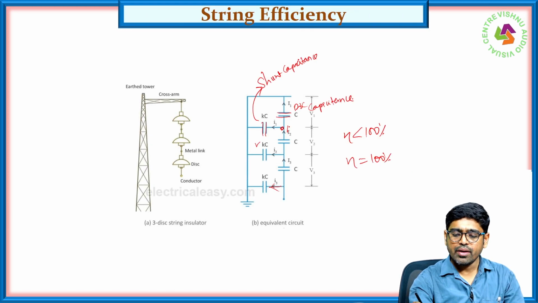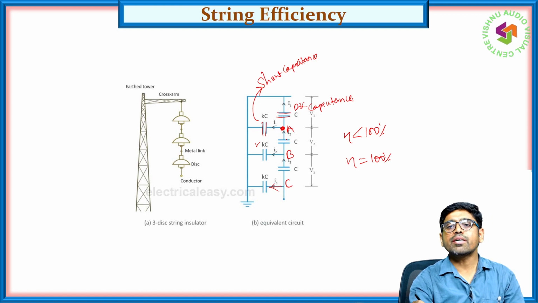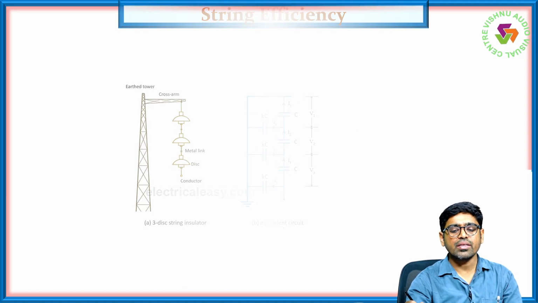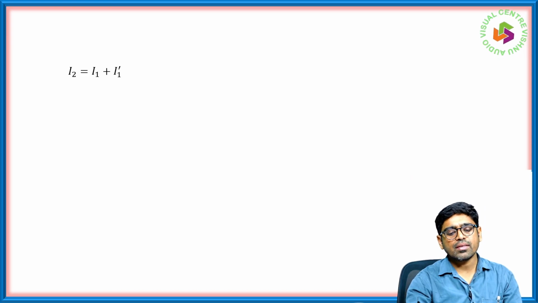Say point A, point B, point C. If you apply KCL, basic Kirchhoff's current law, which says the algebraic sum of the entering current is equal to the leaving current. So here the entering current is I2 and the leaving currents are small I1 and capital I1. If you add like that at the nodes A, B and C, we can get three equations. We can see that at point 1 it is I2 equal to I1 plus I1 dash.